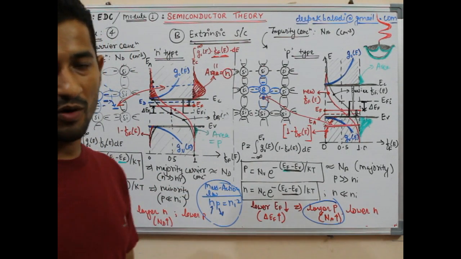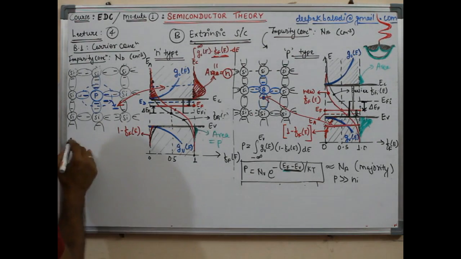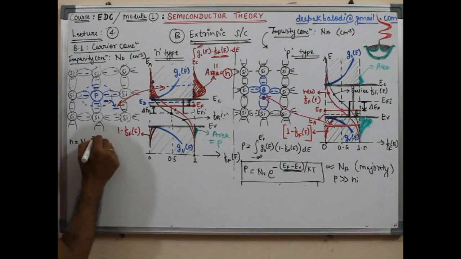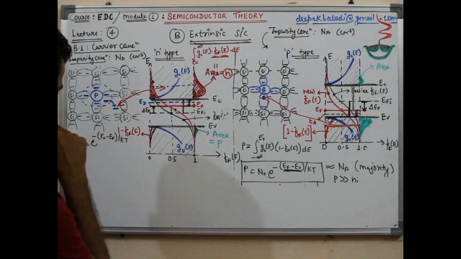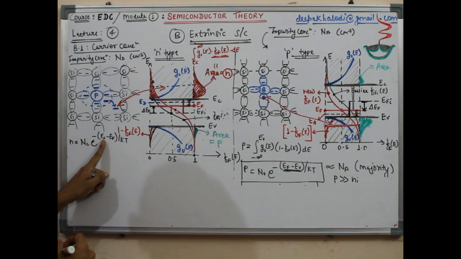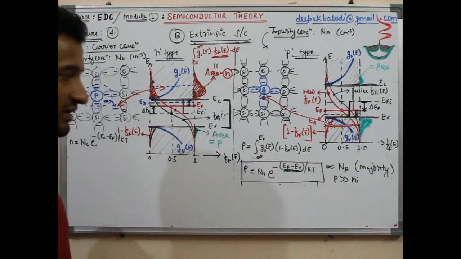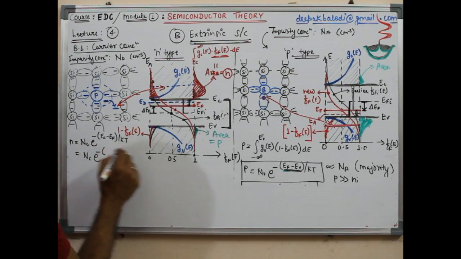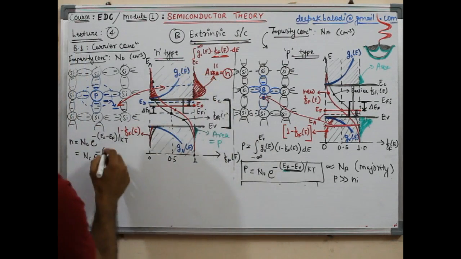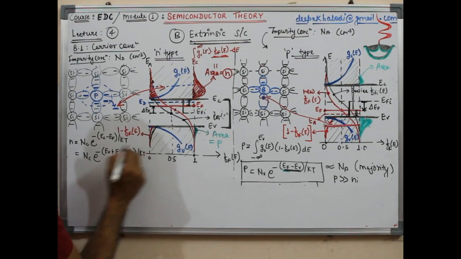What I'm trying to make is another form of carrier concentration that is much more relevant here. We have seen the final form: N equals NC e to the power minus (EC minus EF) by KT. From here, let us write EC as EV plus EG, where the band gap EG is EC minus EV. So N equals NC e to the power minus (EV plus EG minus EF) by KT.